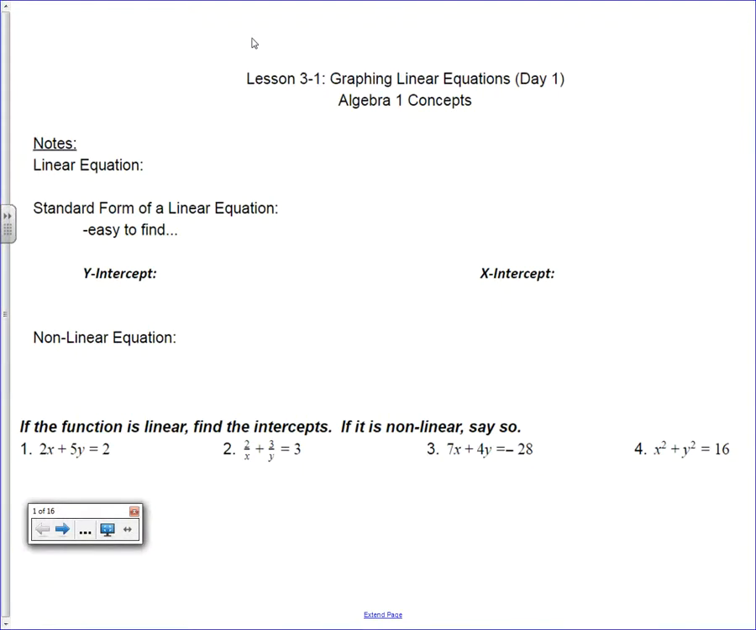Okay, so what does the word linear mean? A line. Okay, so a linear equation is a line when graphed. Okay, a line when it's graphed.